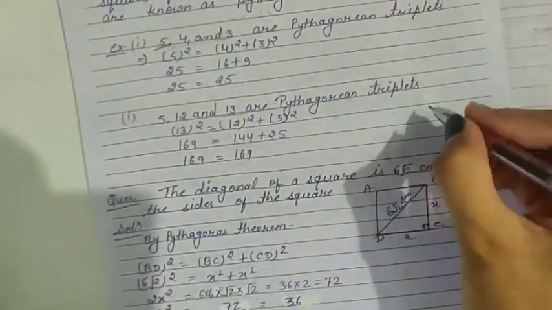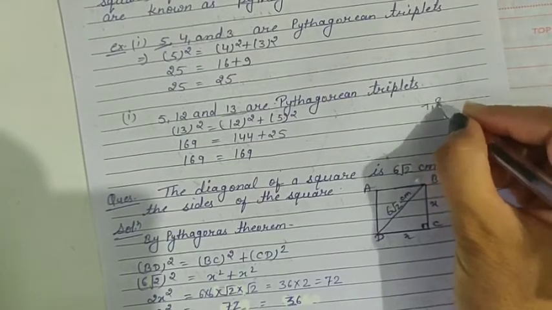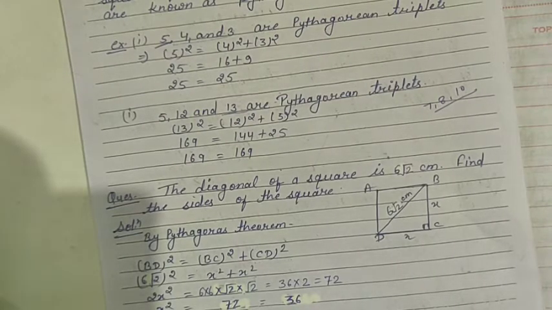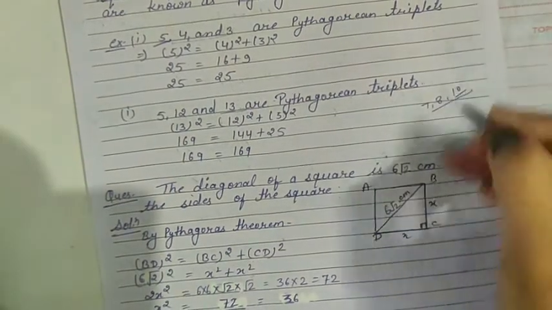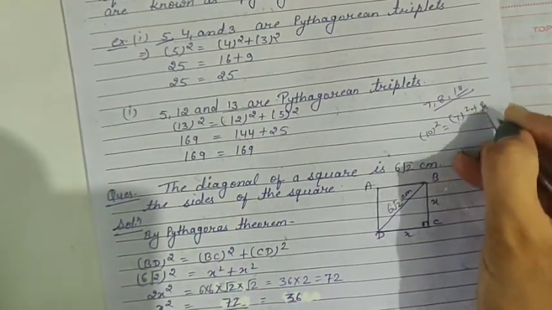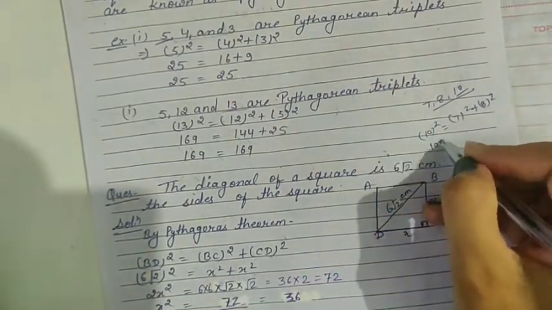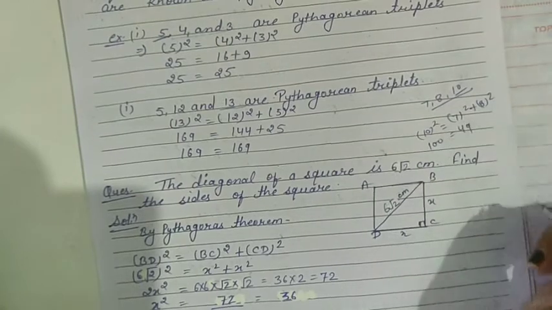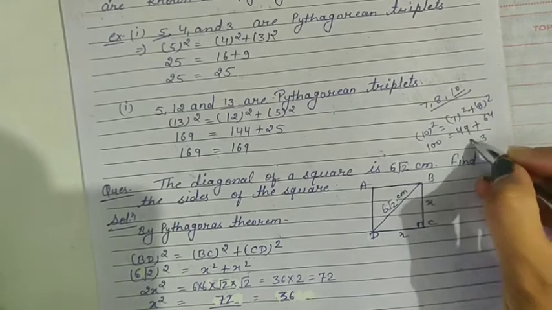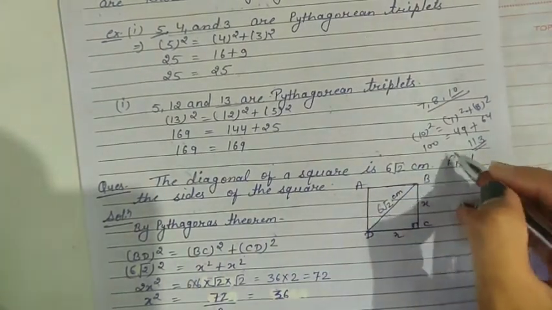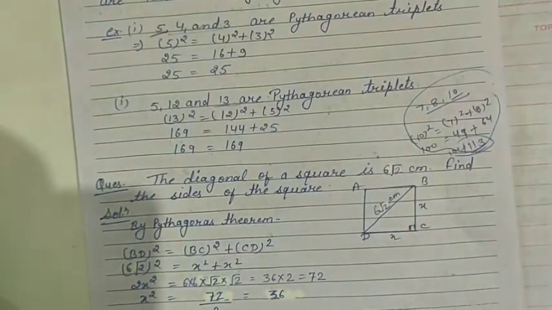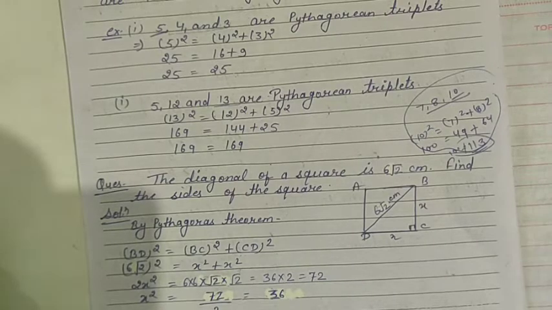Students, when I take three numbers 7, 8 and 10, now I want to check if these three numbers are Pythagorean triplets or not. Then which is the largest number? 10. 10 square must be equal to 7 square plus 8 square. So the square of 10 is 100, the square of 7 is 49 and the square of 8 is 64. It means this is 113 and this is 100. So these are not equal. So 7, 8 and 10, these three numbers are not Pythagorean triplets.